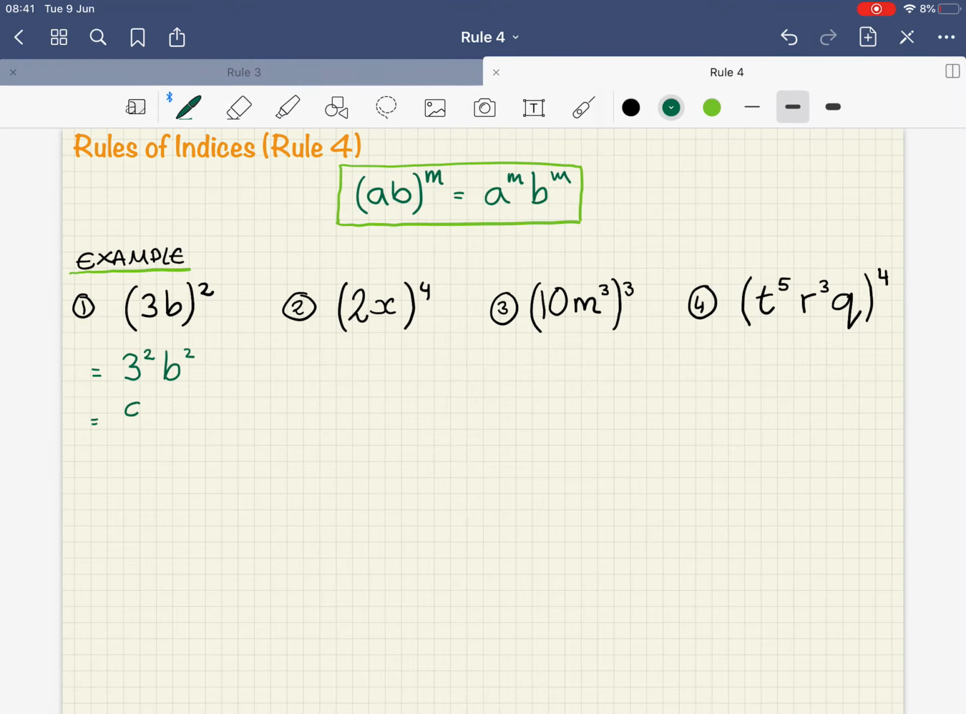But then make sure when you've got a number, you do follow through with that power. So 3 squared is 9. So I'm going to have 9b squared. Next one here, so that power of 4 is going to affect each thing in the bracket individually. So I'm going to have 2 to the power of 4 and x to the power of 4. 2 to the power of 4, if need be, you can always write down at the bottom, work your way through. So 2 times 2, that's 4. Times it by 2 again, that's 8. Times it by 2 again, that gives me 16.